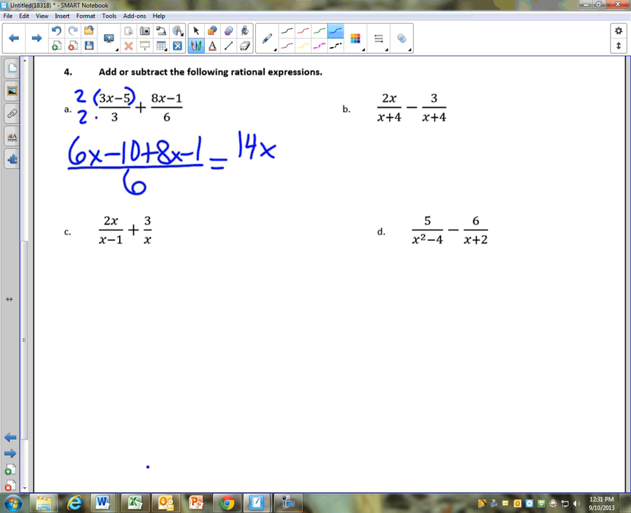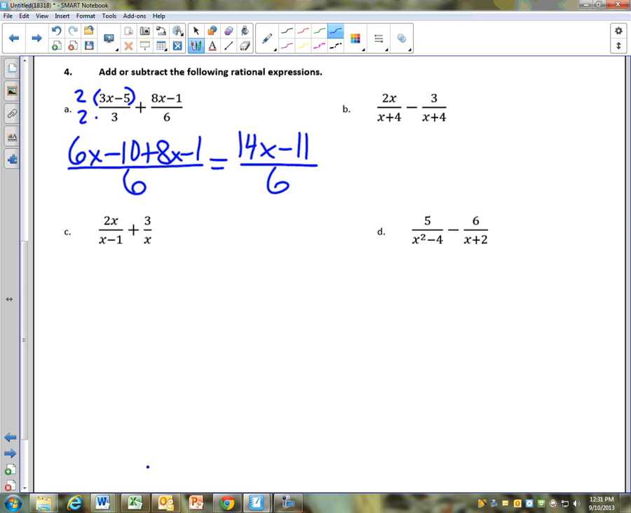Very good. Gracie. 14x minus 11 over 6. Can you reduce anything now? What if you had a 12 instead of an 11? Then you could factor a 2 out of the top and a 2 out of the bottom and cancel. Okay? Good. B, do you have common denominators?